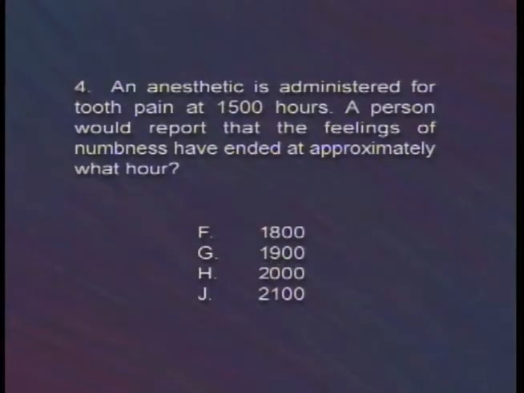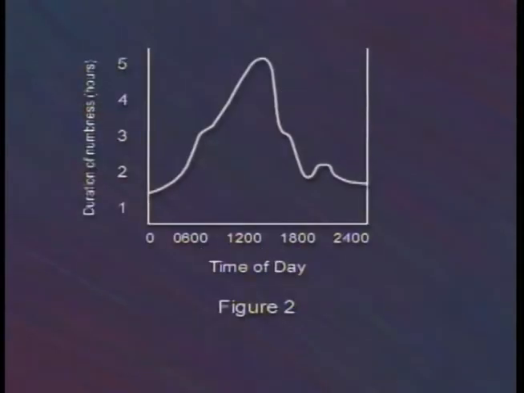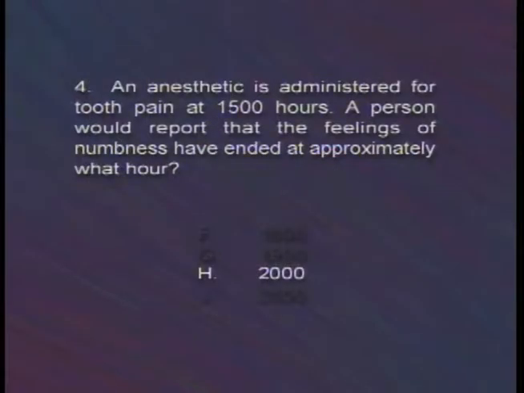Question 4. An anesthetic is administered for tooth pain at 1,500 hours. A person will report that the feelings of numbness have ended at approximately what hour? The question states that an anesthetic has been administered, so we need to use Figure 2. At 1,500 hours, the duration of numbness is about 5 hours from the graph. A person would report that the feelings of numbness have ended about 5 hours later. 1,500 hours plus 5 hours gives us 2,000 hours, or answer H. The correct answer is H.